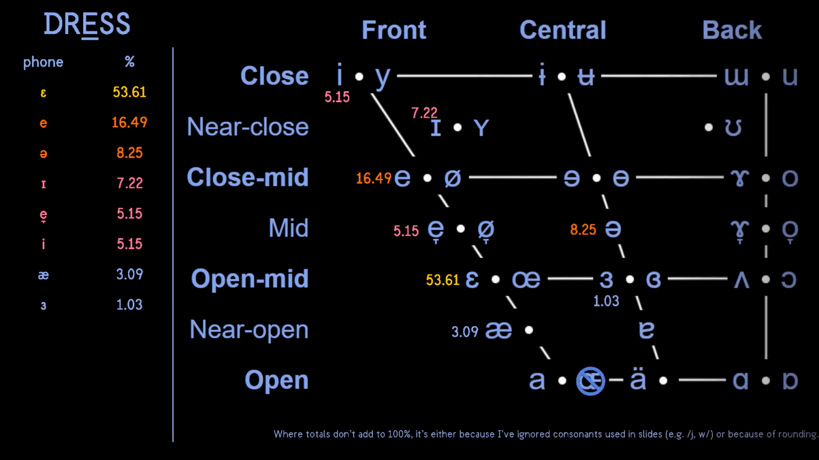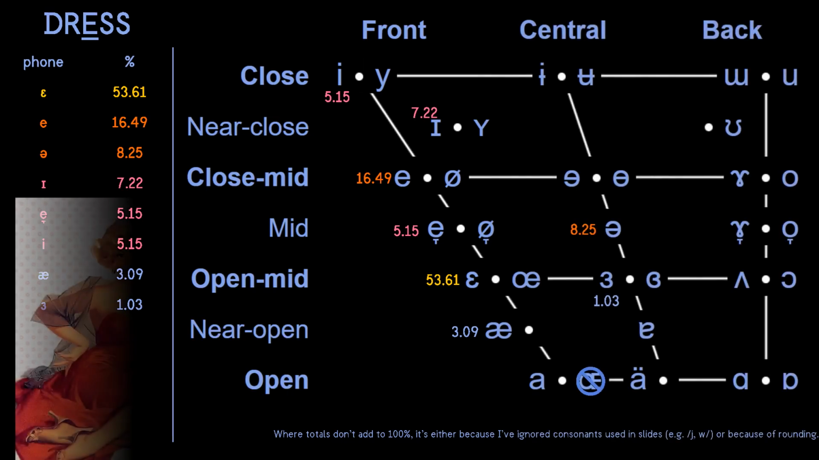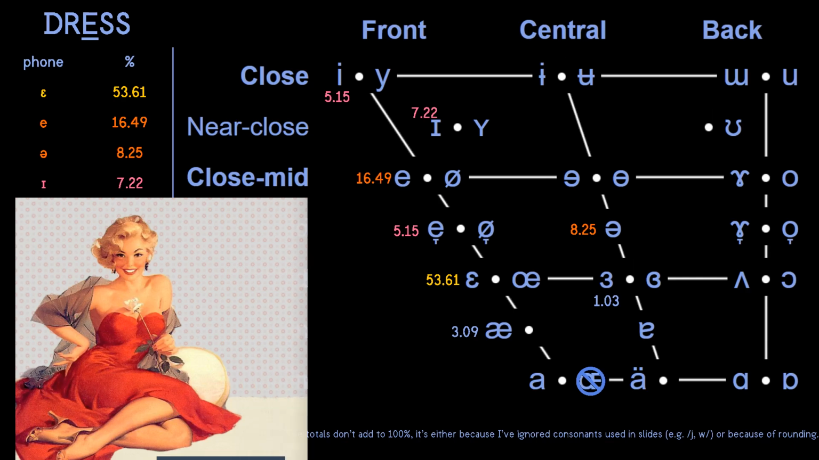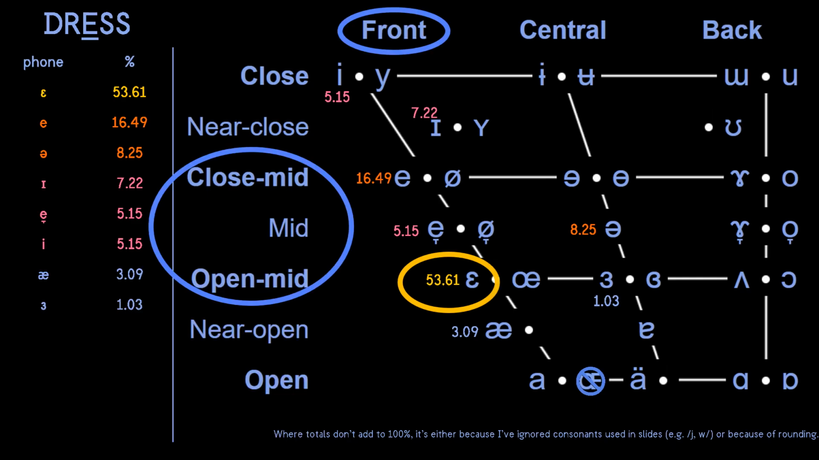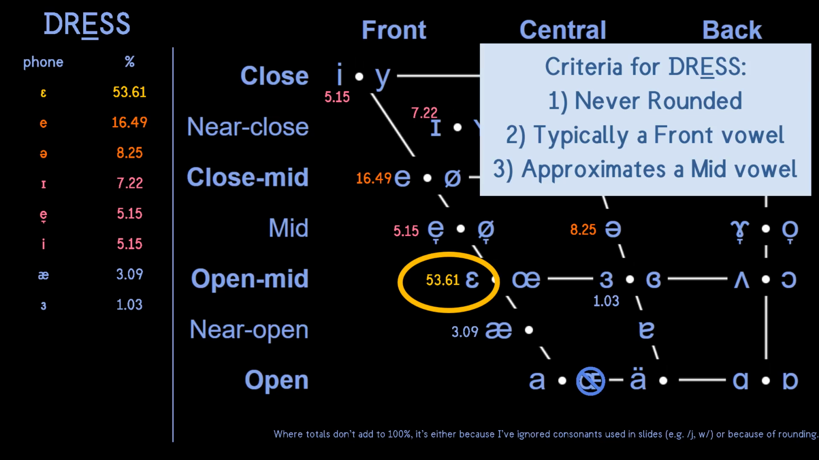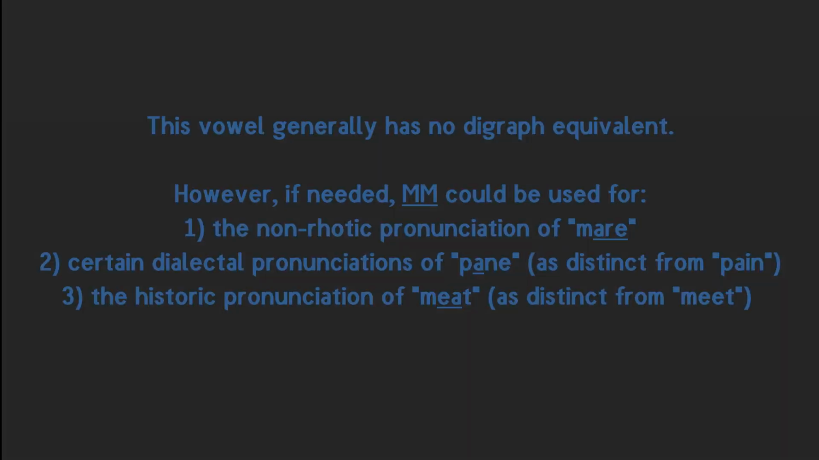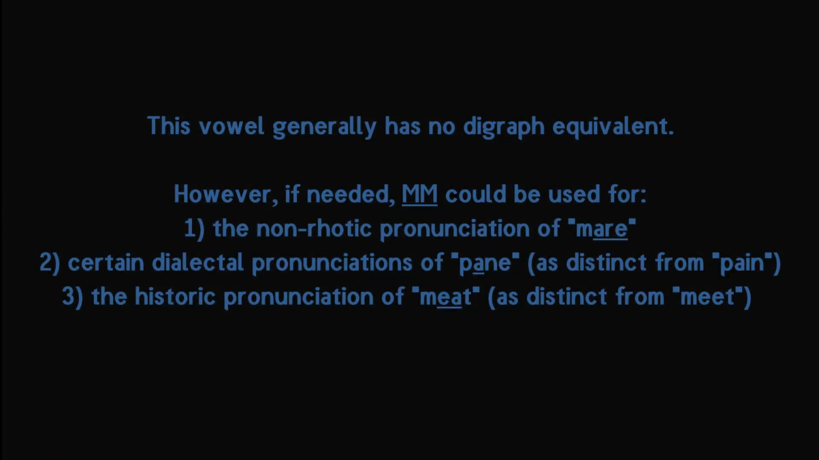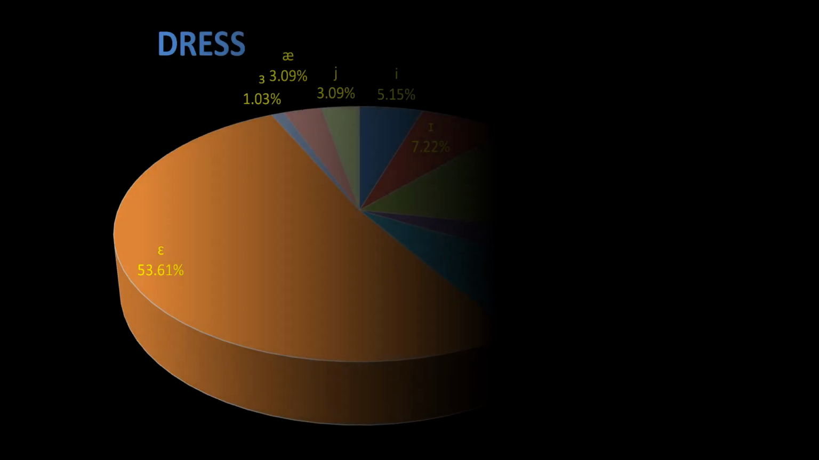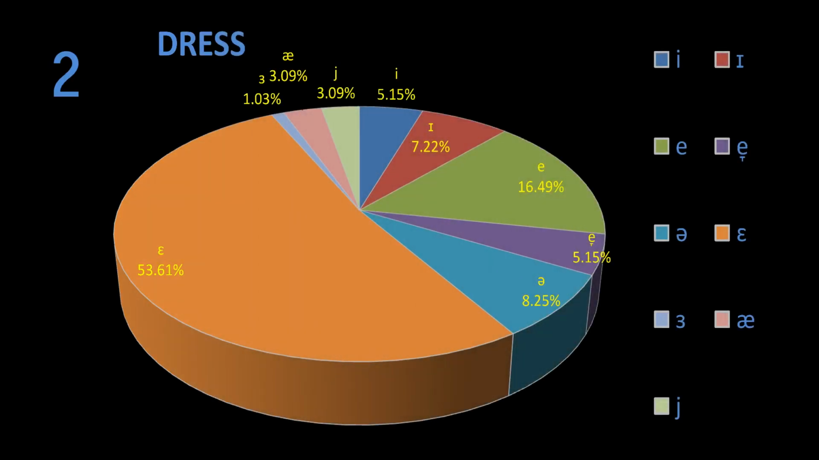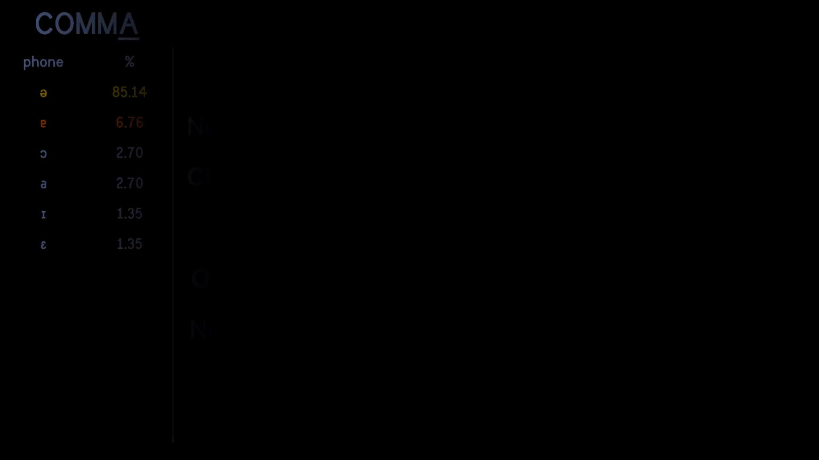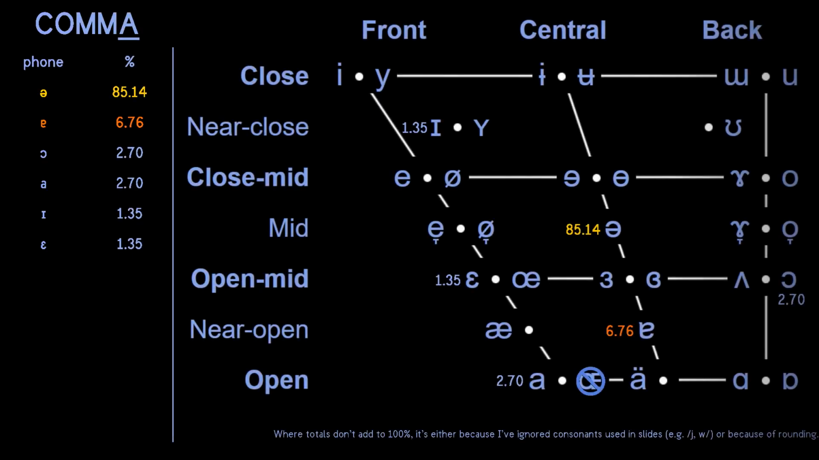Moving on from the closed front vowels, we now have the dress vowel. As stated in the last video, it plays fairly neatly within the front mid-quadrant, although it has a strong tendency towards the open midphone. The rune used for this sound is of course e. Here's its pie chart.